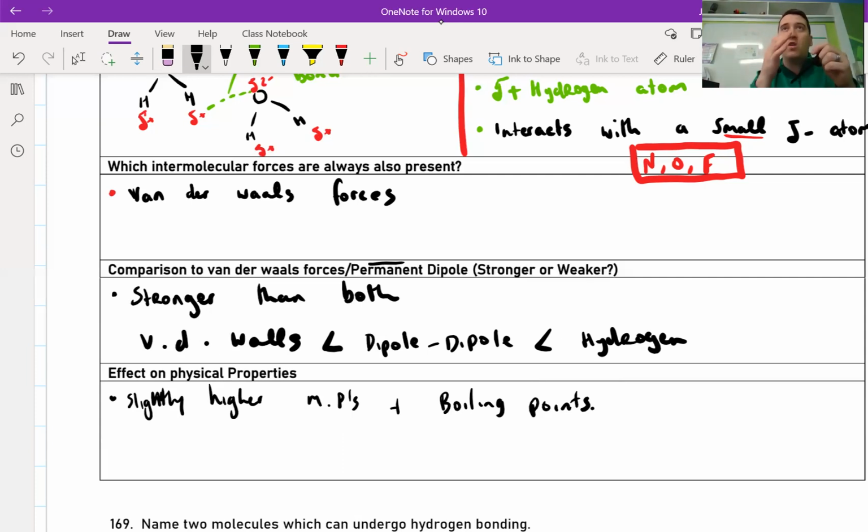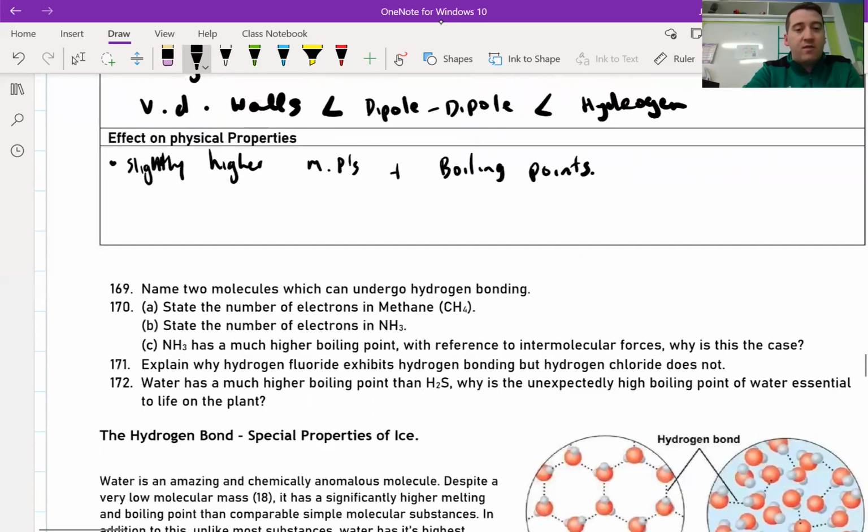So if water was a gas at room temperature, which is the temperature that we live our lives at, then we wouldn't have liquid water to drink. Obviously that would be a massive problem. So it's critical to life on Earth that hydrogen bonding exists and that water is a liquid at room temperature. Here's a really important fact for us.